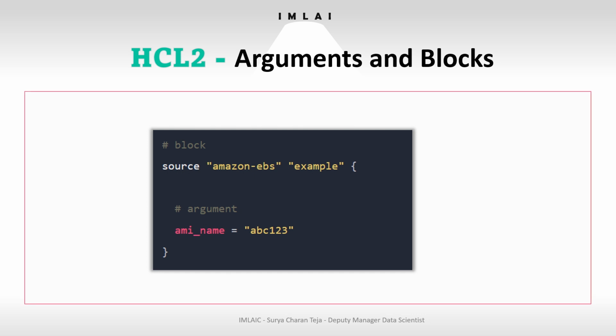Blocks are containers for content and usually represent the configuration of some kind of object, like a source. Blocks have a block type, can have zero or more labels, and have a body. The body contains any number of arguments and nested blocks. Most of Packer's features are controlled by top-level blocks in a configuration file. Then we have an argument inside the block, or inside the container. Arguments assign a value to a name, so they appear within the blocks.